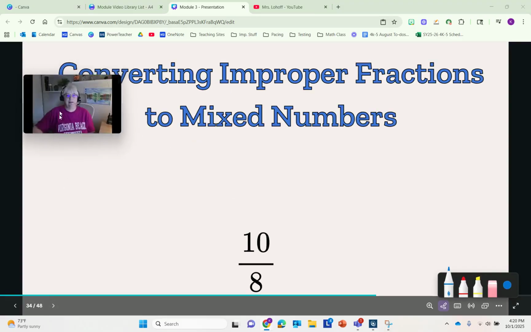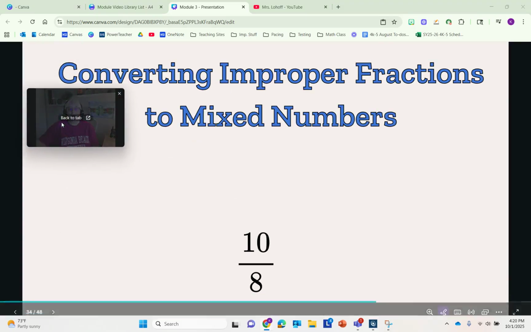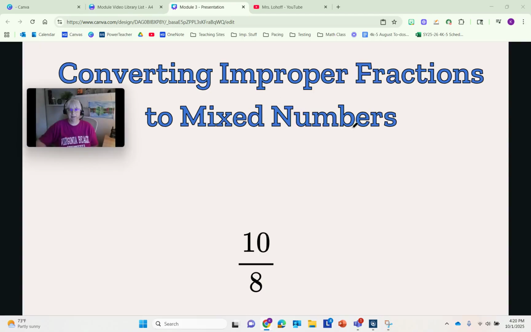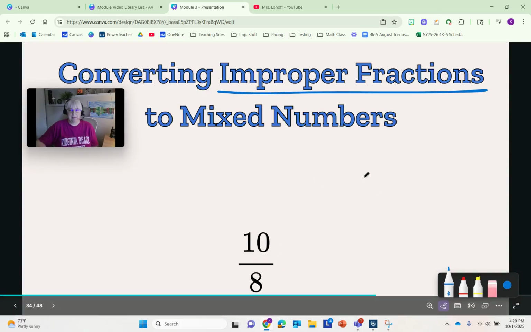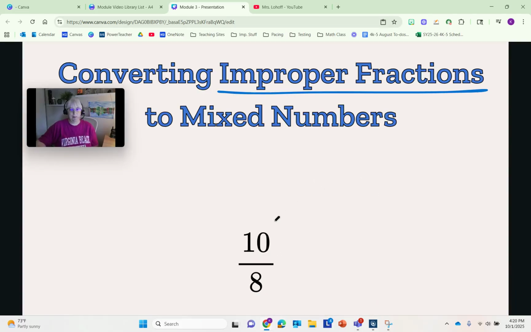All right, let's talk about converting improper fractions to mixed numbers. The word improper fraction, all it means is that the number on top is bigger than the number on the bottom. That makes it improper. A bigger top than a bottom. That's it. Let's talk about what it really means.